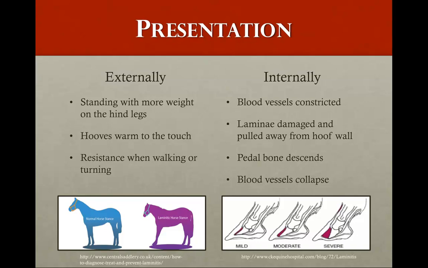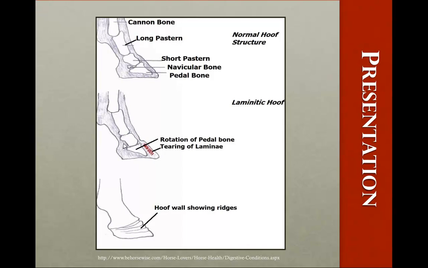Internally, blood vessels will be constricting. The laminae have been damaged and are pulling away from the hoof wall. At this point, the pedal bone descends, as illustrated in the photo below, from mild to moderate to severe. Blood vessels will then continue to collapse. And as the sole becomes compressed, this leads to crushing and ultimately an infection in the foot. This diagram here also illustrates the condition within the hoof. You can see the hoof wall showing ridges from the external presentation.